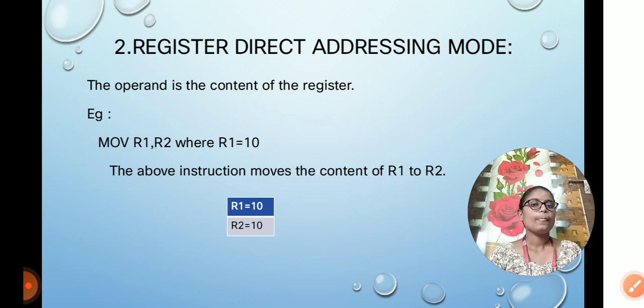And register direct addressing mode. The operand is the content of the register. For example, MOVE R1, R2, where R1 equals 10. That means the above instruction moves the content of R1 to R2. As the name says, in register direct addressing mode the operations are performed at register locations, that means R1, R2 and so on up to Rn minus 1. On these register locations the operations are performed. The above instruction moves the R1 content, that is 10, to R2.